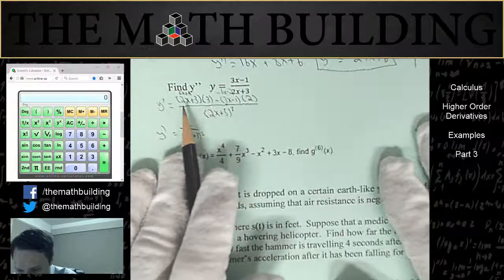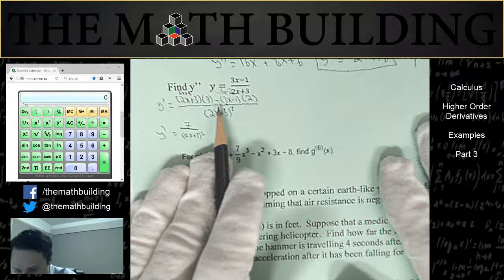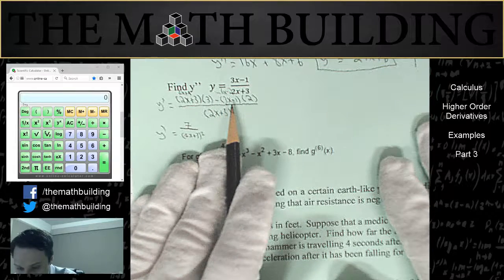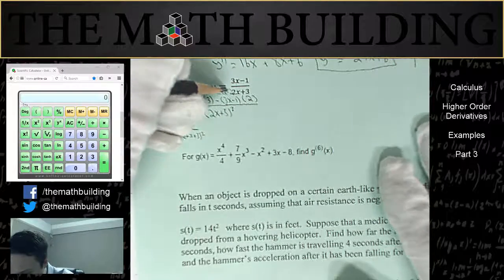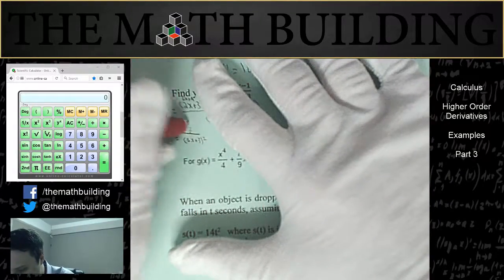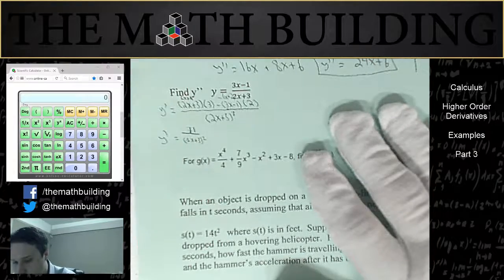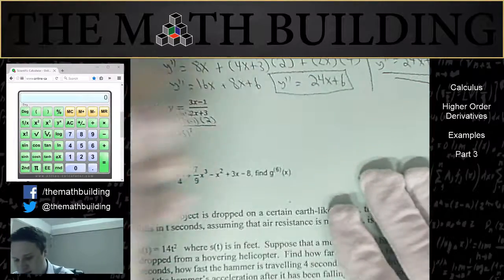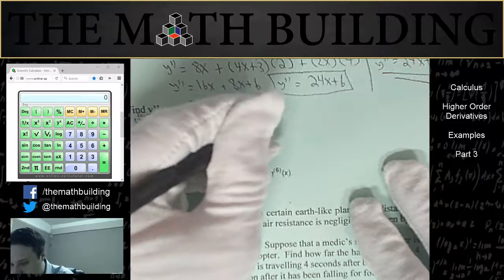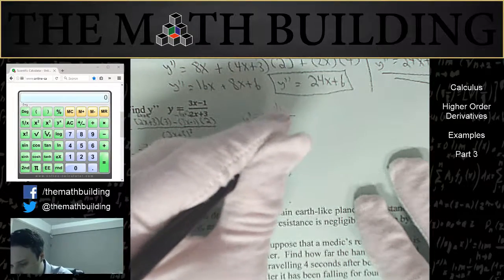Let me just make sure that was 6x plus 9. This would be minus 6x. Oh, that should have been plus 2. That should have been plus 2. So that should have been 11. Sorry about that. Okay, so let me rewrite that. So we have y prime equals 11 over 2x plus 3 to the second power.